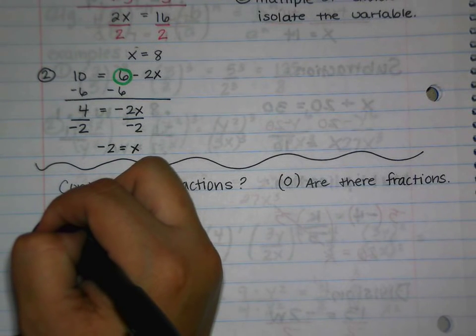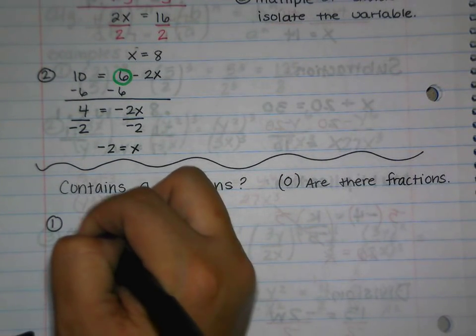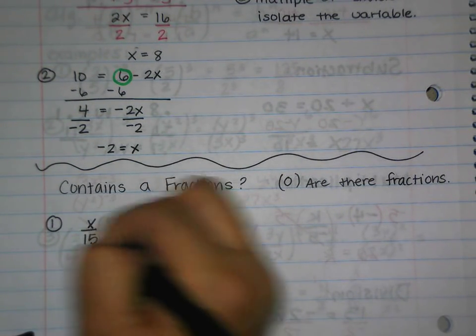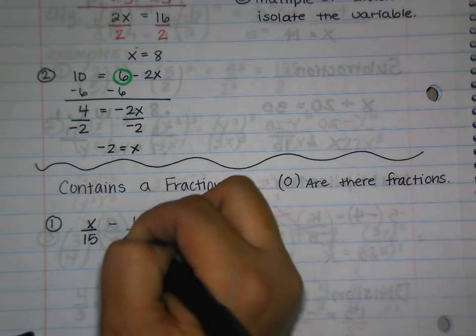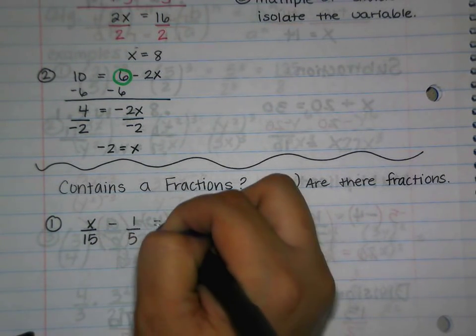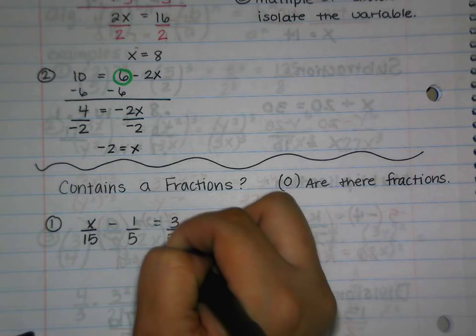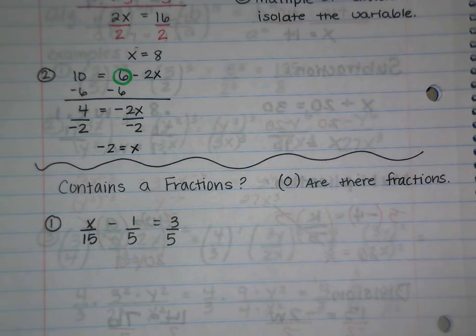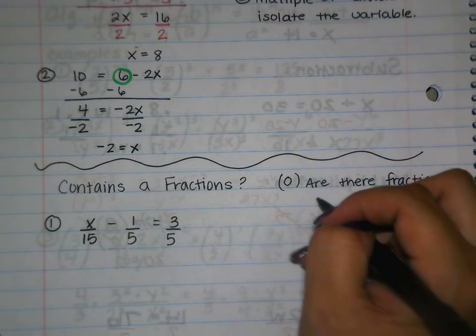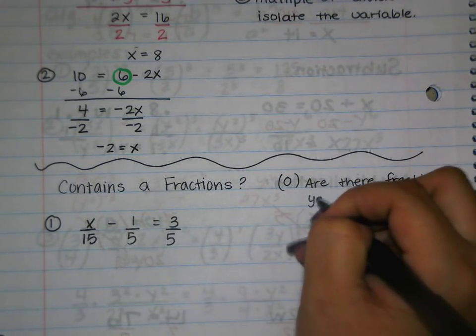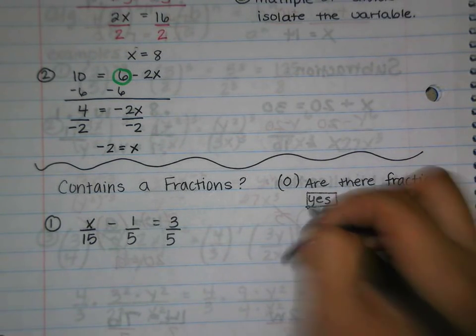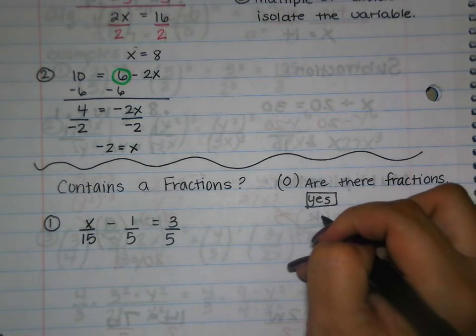So let's look at this. This one is x divided by 15 minus 1 over 5 is equal to 3 over 5. Well, the first thing I want to do, if it's at all possible, I like to get those fractions out of there because I don't like fractions. So if the answer is yes, there are fractions, here's what we're going to do.